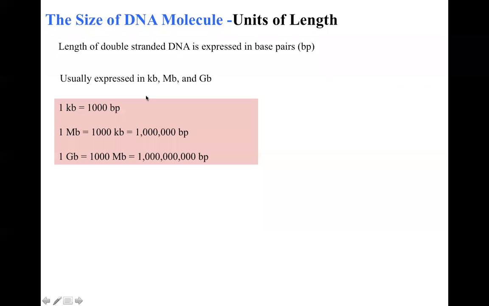1 MB is 1000 kb, which is 1 followed by 6 zeros. So 1 million base pairs, or 10 lakh base pairs, are present in that particular DNA. Or you can also mention it as GB, like giga bases, not gigabytes. Don't say the word byte. It is bases, kilo bases, mega bases, and giga bases. So 1 giga base is 1000 MB, which is 1 followed by 9 zeros. This is how the size of the DNA is measured.